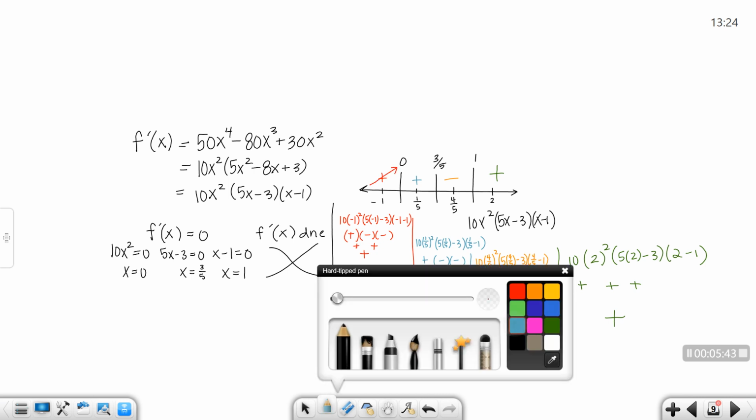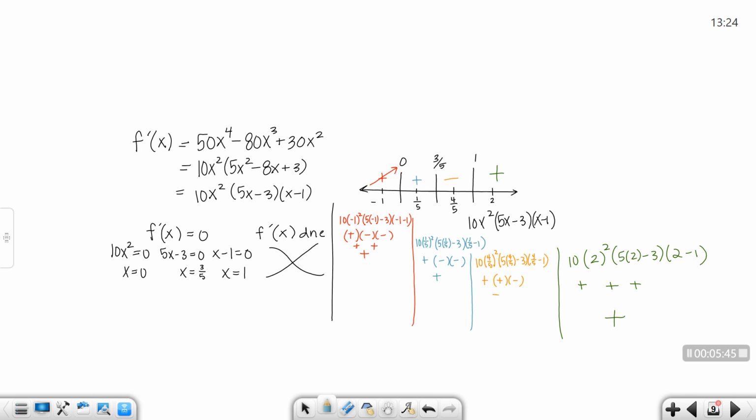So in my blue interval, you see I plugged in the number 1/5. So 10 times 1/5 squared. And again, you're just plugging it into this derivative right here that I've underlined. 10 times 1/5 squared. And then you had 5 times 1/5 minus 3, and then 1/5 minus 1. Well, 10 times 1/5 squared is a positive result.